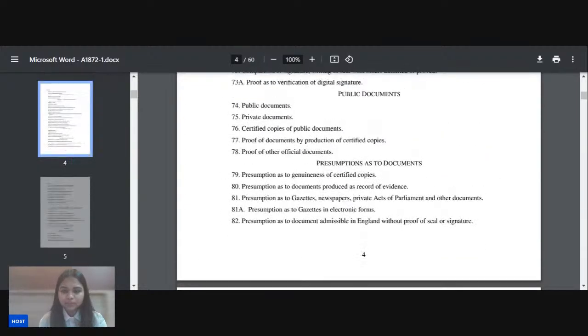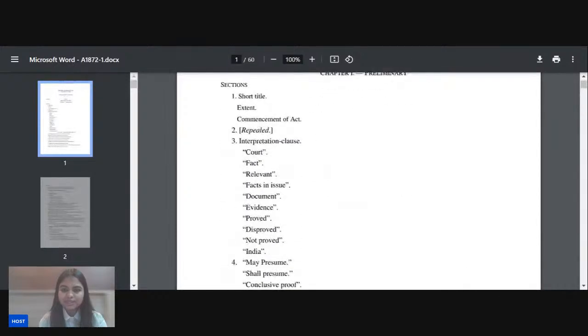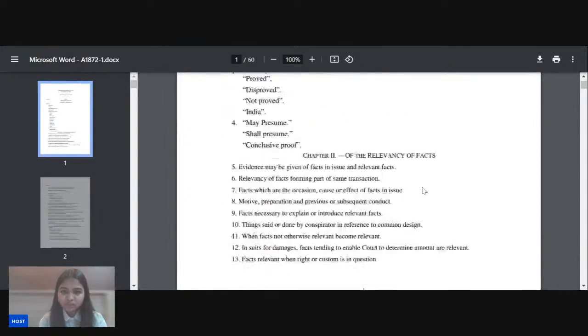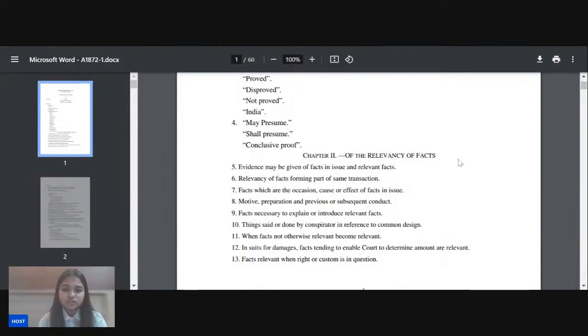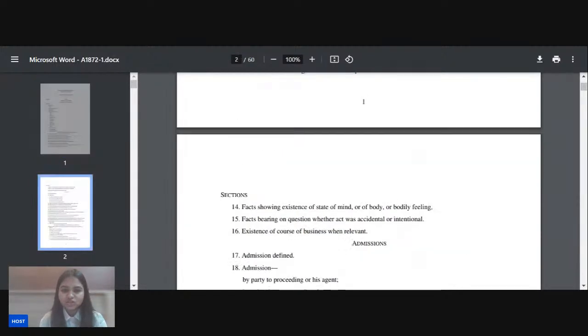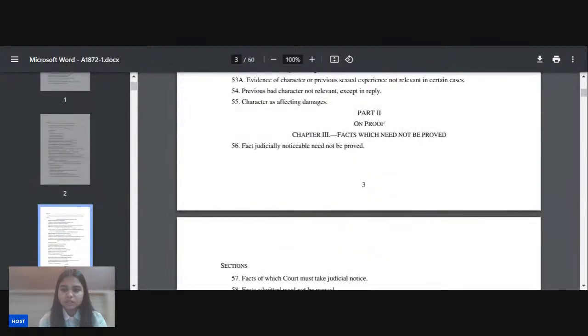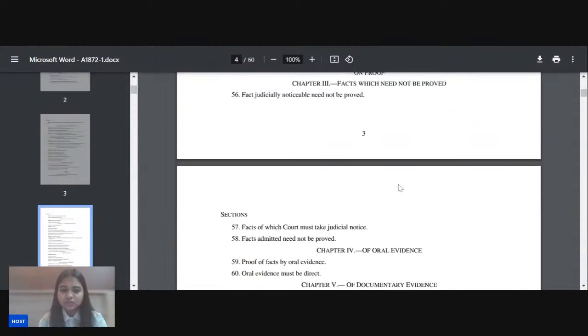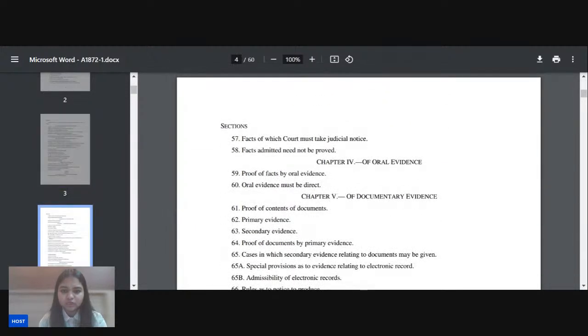I have already explained just now, when I was showing you the slides, that part one has two chapters. Chapter one, the preliminary chapter, is from section 1 to 4, and chapter 2, of relevancy of fact, is from section 5 to section 55. Then part 2, which is on proof, has four chapters: chapter 3, chapter 4, chapter 5, chapter 6. Chapter 3 is facts which need not be proved, from 56 to 58.